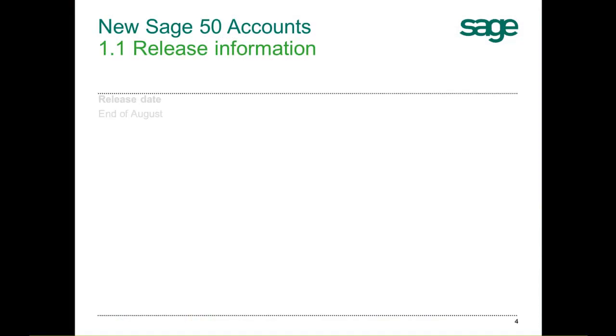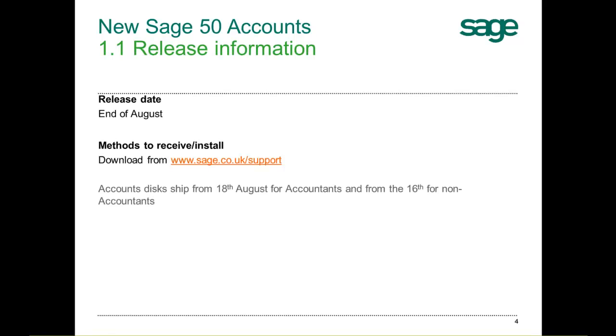Now, the release date for new Sage 50 accounts was at the end of August 2014, and the method to receive the install was by downloading it from the support website. Any Client Manager customers will receive a DVD, and the CD for the Client Manager and Dataset Manager are two different CDs. The Dataset Manager is different.